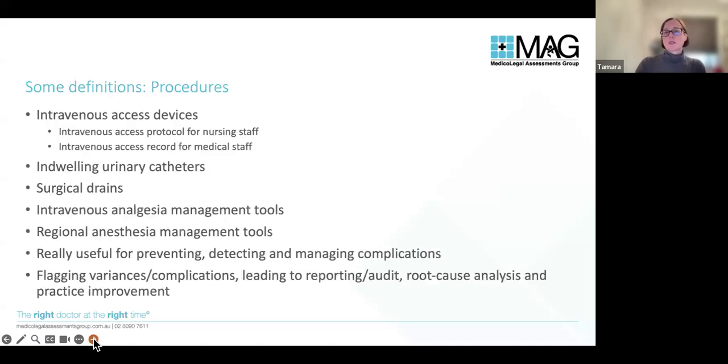So some definitions of procedural tools, intravenous access device, so your IV drip. Nursing staff who might be putting a drip in for you if you're coming in for an iron infusion or for chemotherapy, they have a very proscriptive list to tick, tick, tick. So hand hygiene, gloves, position, tourniquet, test device, insertion device, sort of dressing, patency testing, and then subsequent monitoring. There is a record for medical staff these days. Often my anaesthetic nurse or assistant is filling it in, and it's more a tool for the subsequent monitoring of that device on the ward.